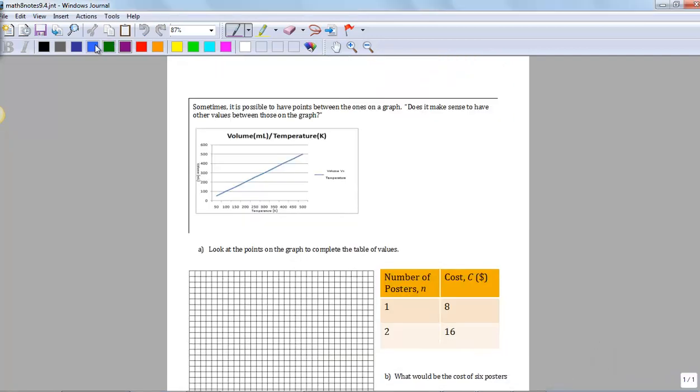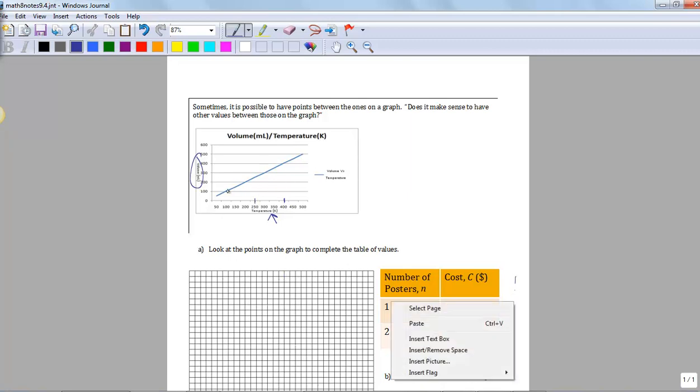Okay, so the second to last question here, carrying on that same idea. It says, sometimes it is possible to have points between the ones on the graph, and sometimes it doesn't make sense to have other values between those on the graph. So this is going to be different in every situation. Now this is talking about temperature in Kelvin and volume in milliliters. So ask yourself, is it possible to have a temperature of 440 or 275?